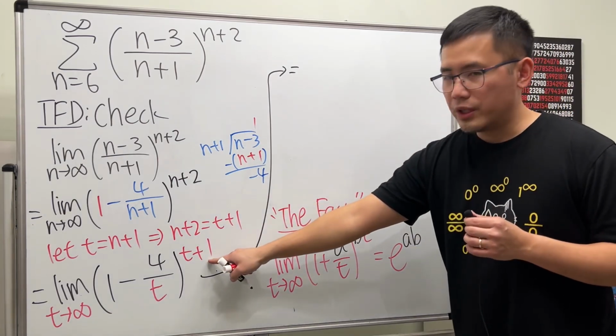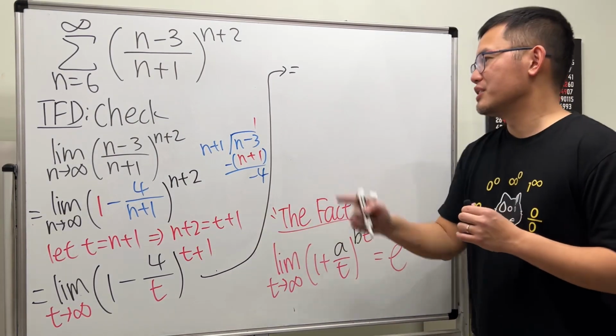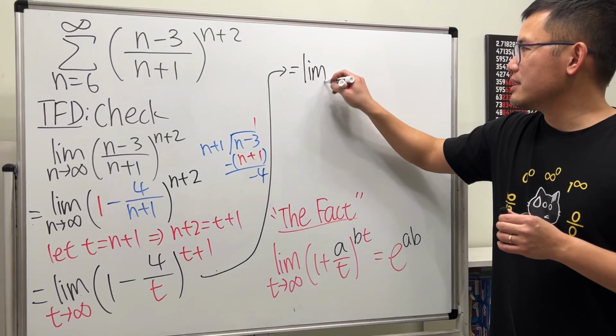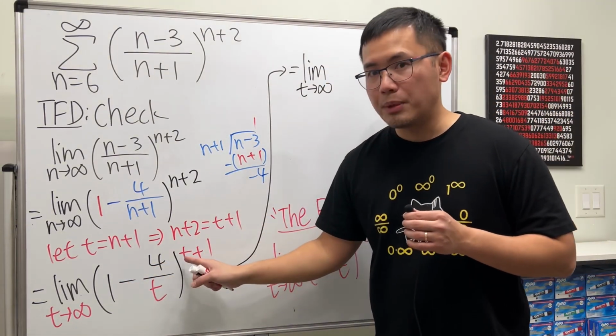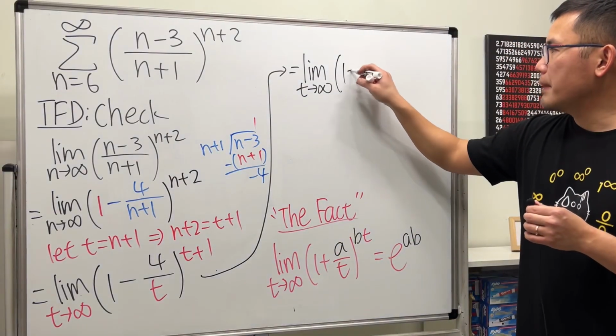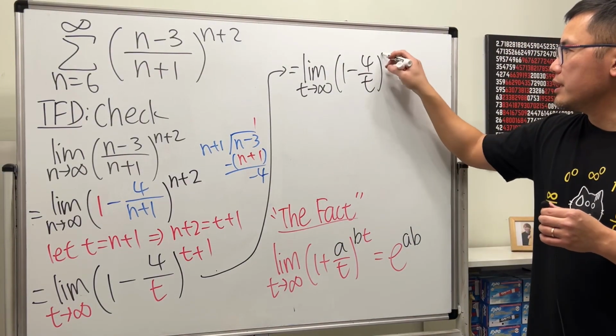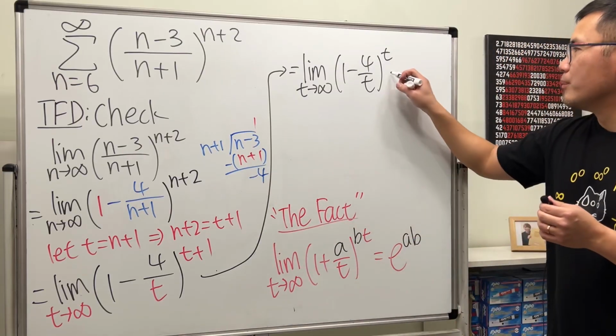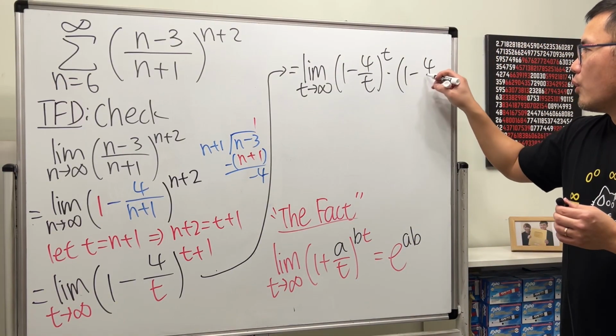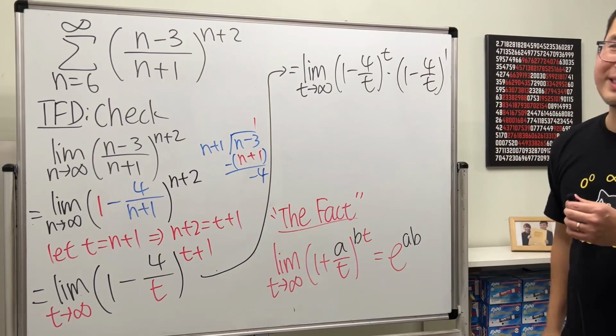For the t plus 1 in the exponent, we can break them apart. Check this out. This right here is the limit as t goes to infinity. I'm just going to have this to the t's power first. So we have 1 minus 4 over t to the t's power, and then by the rule of exponent, that's the same as multiplying by 1 minus 4 over t to the first power.